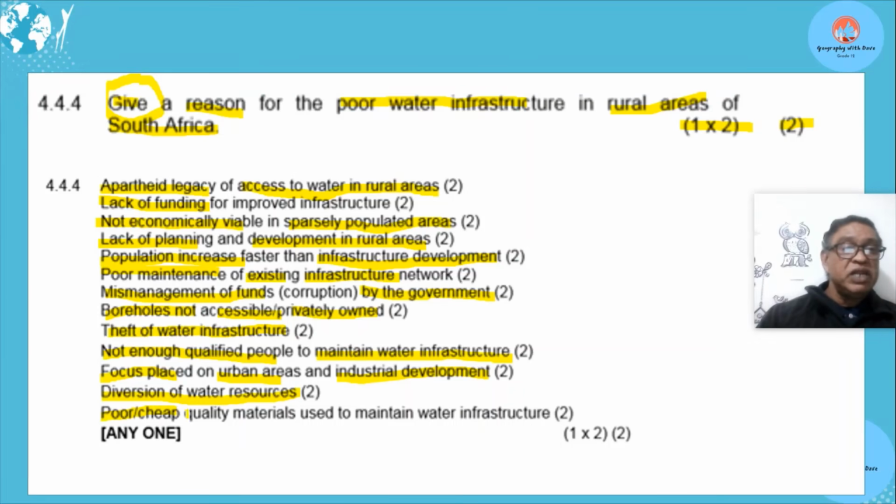Poor, cheap quality materials used to maintain water infrastructure. This is another problem in South Africa in all aspects, whether it's low cost housing, etc. Poor, cheap quality materials are put up, maybe still charging the high prices, and the materials break easily, and people all of a sudden, over a short period of time, don't have proper water facilities or infrastructure.